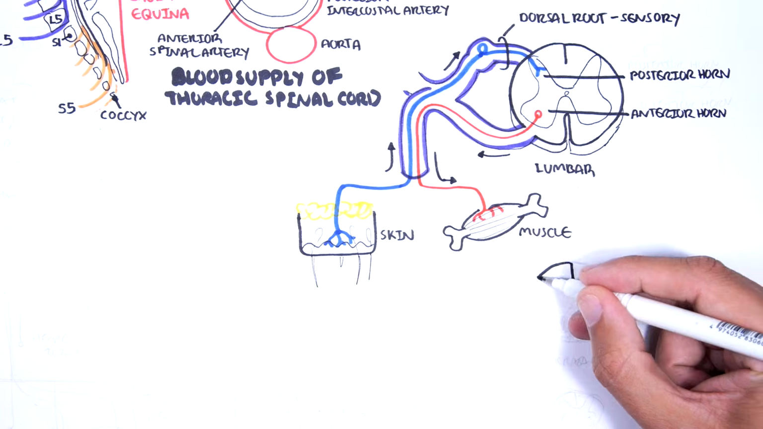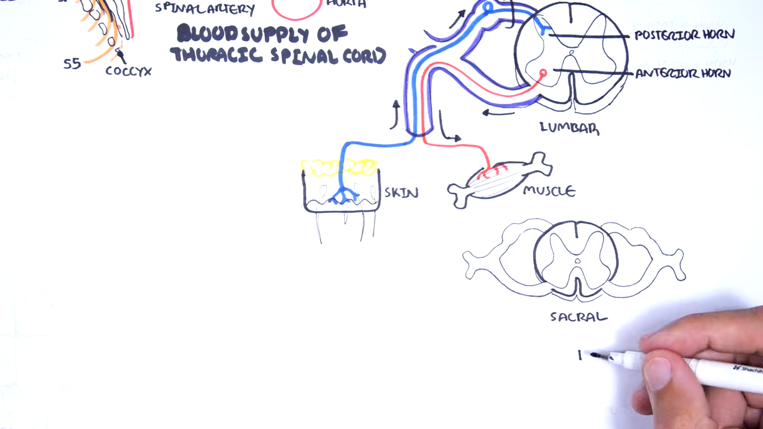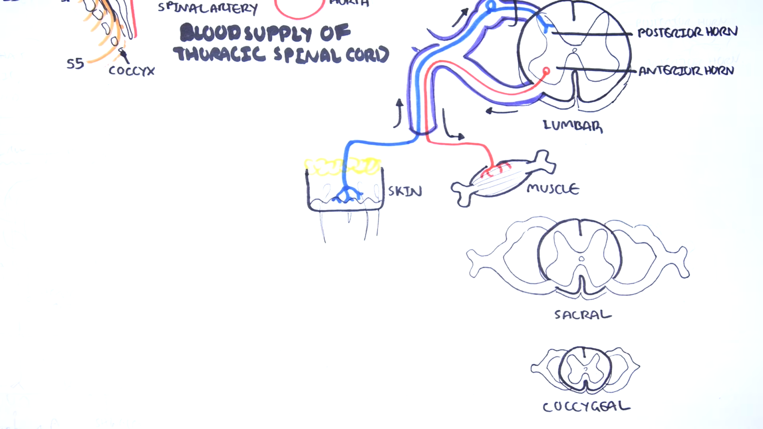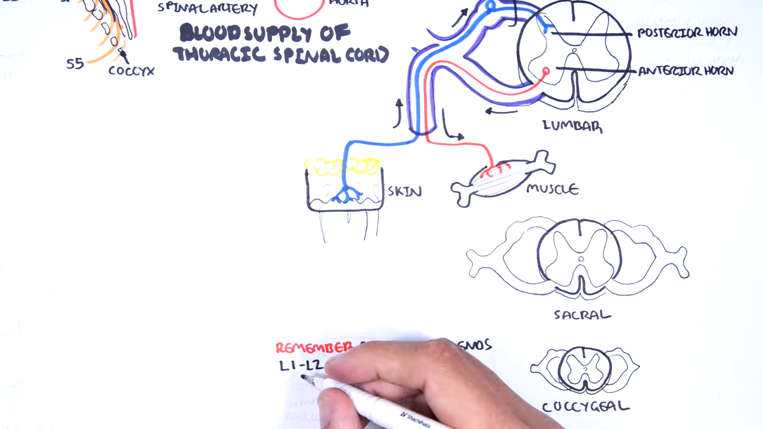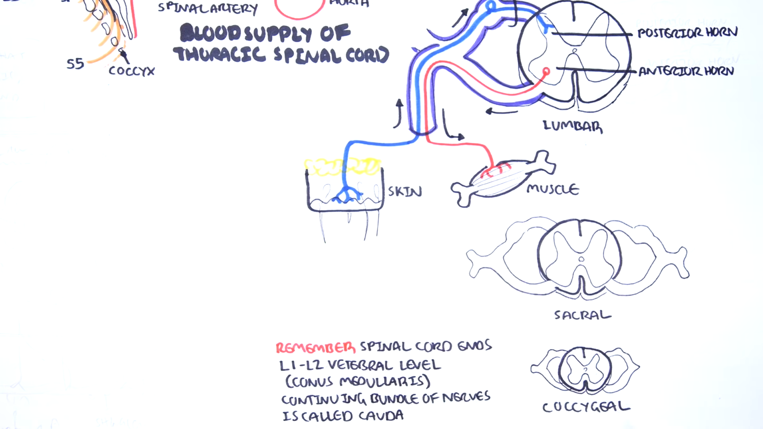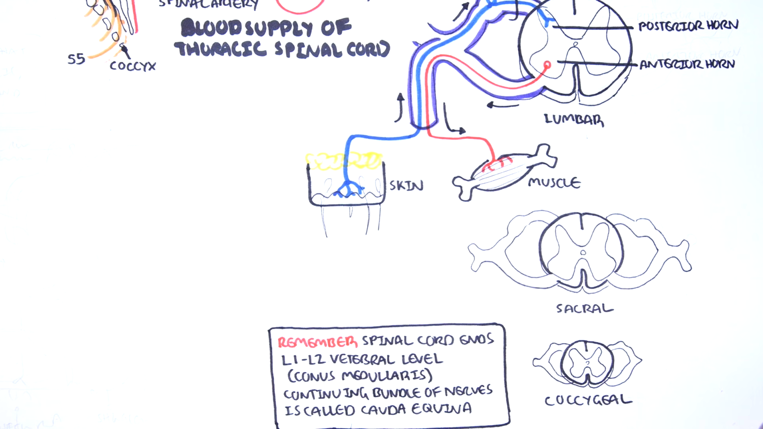To complete this section here, we have the sacral spinal cord and the coccygeal spinal cord cross-sections. Remember, the spinal cord ends at about the L1, L2 vertebral level, and this is termed the conus medullaris. The continuing bundle of fibers from here is the cauda equina.